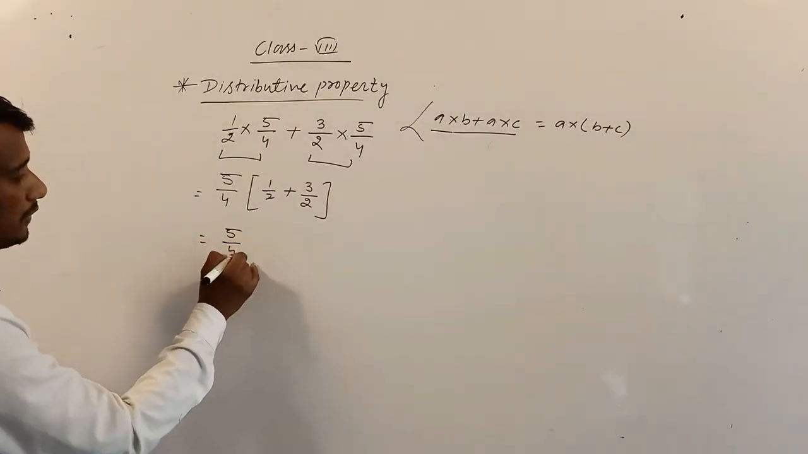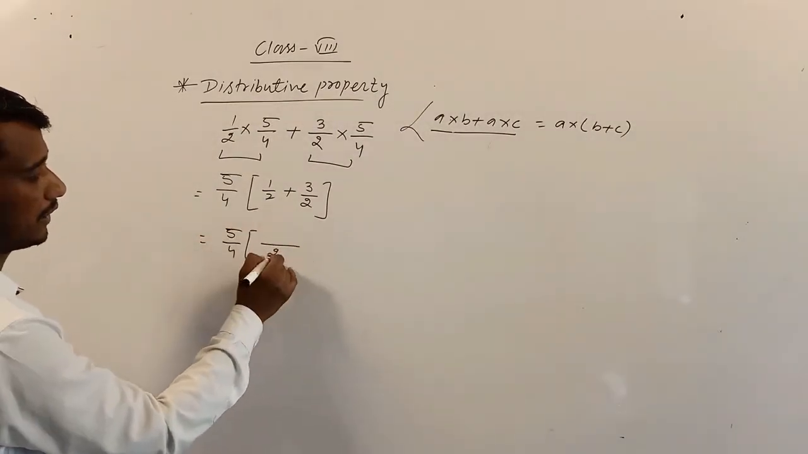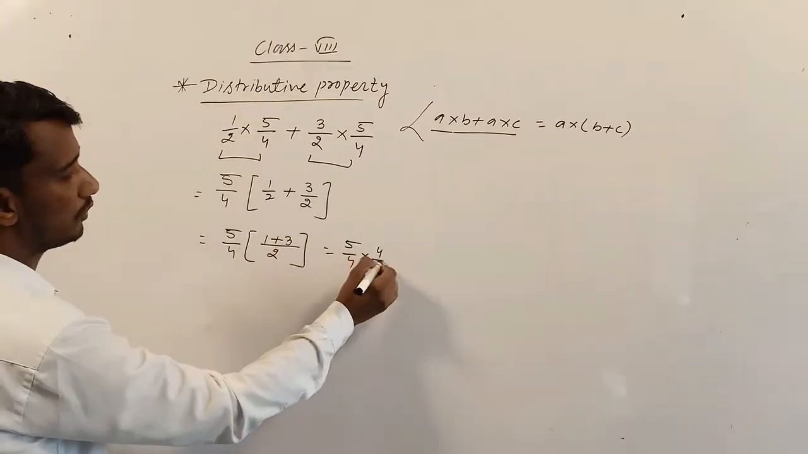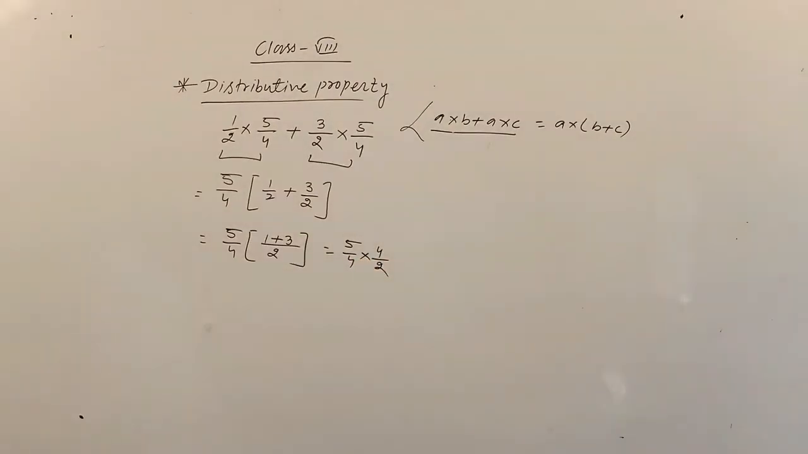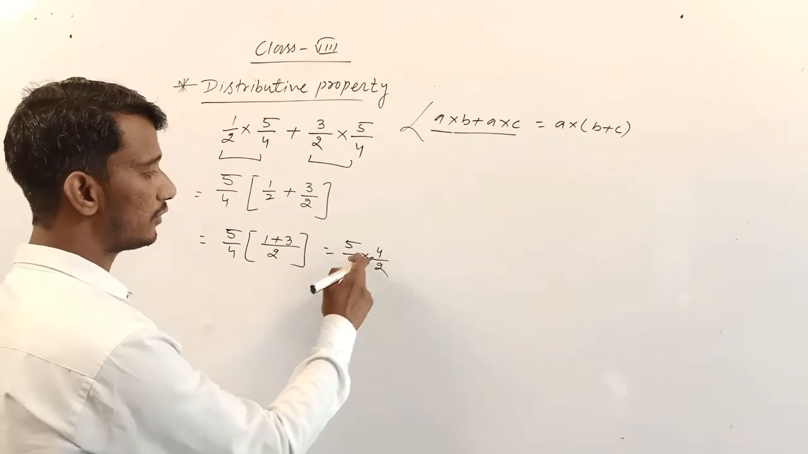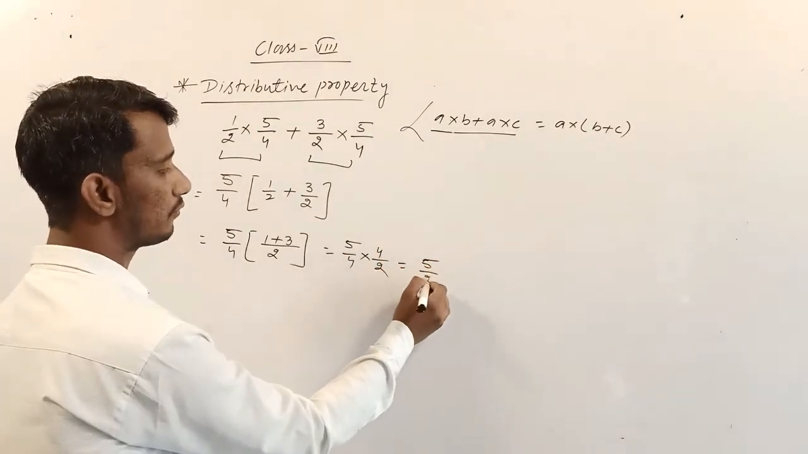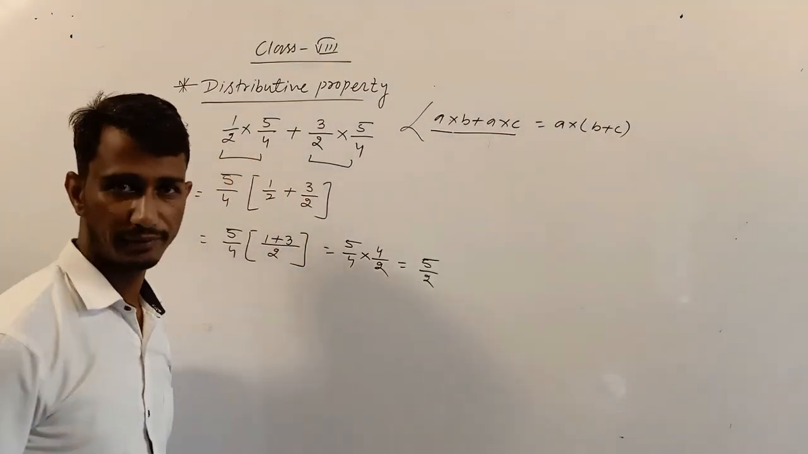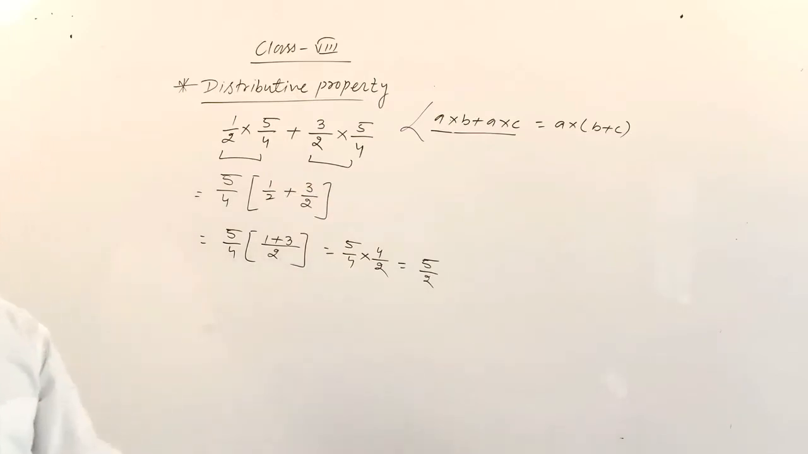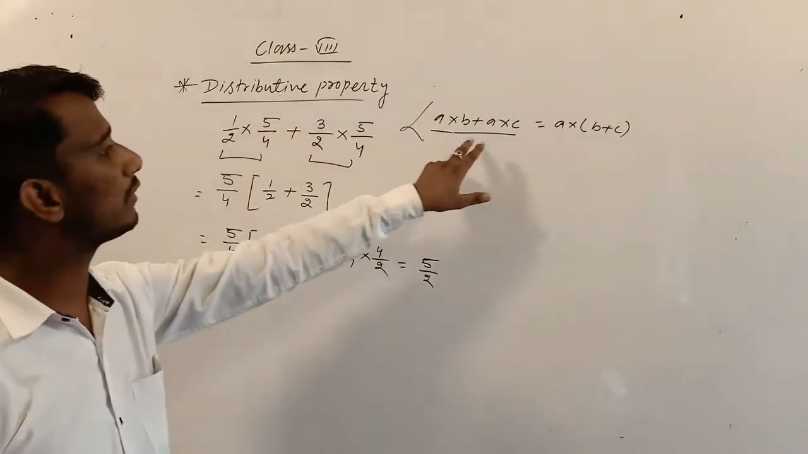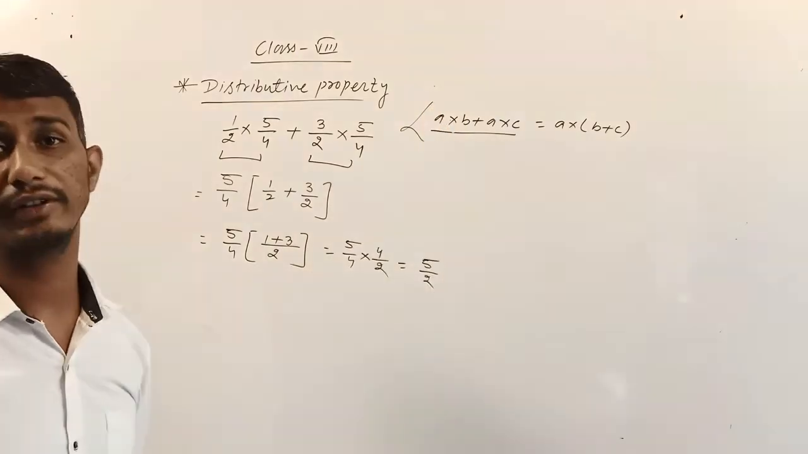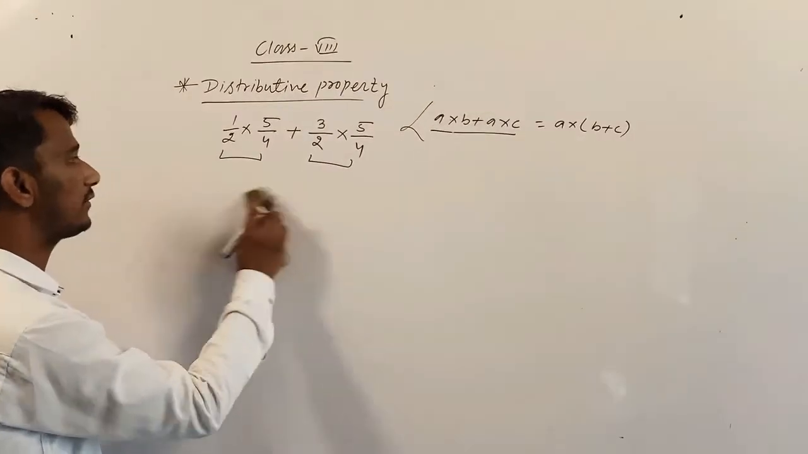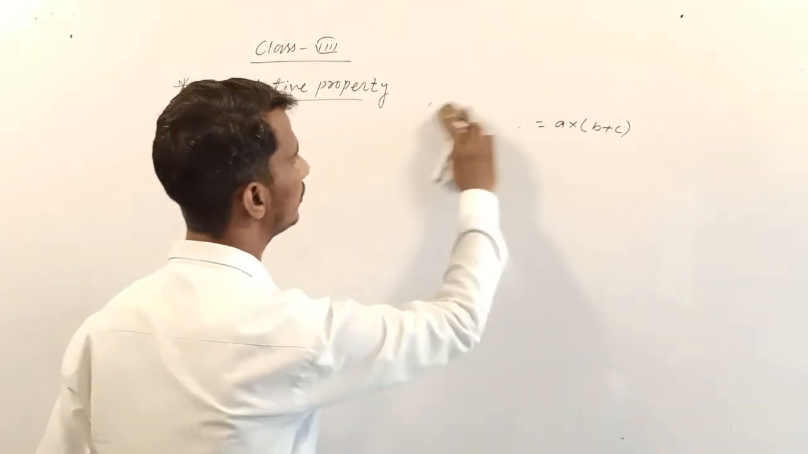How? 5 upon 4 into, LCM 2, and we have added 1 plus 3, so 5 upon 4 into 4 upon 2. By simplification, 4 and 4 cancel, we will get 5 upon 2. It is your answer. In each process we will get the solution. It is true for all numbers, for rational numbers, for integers, and for whole numbers.